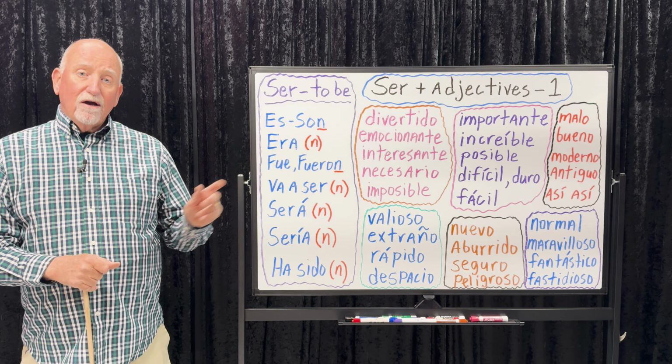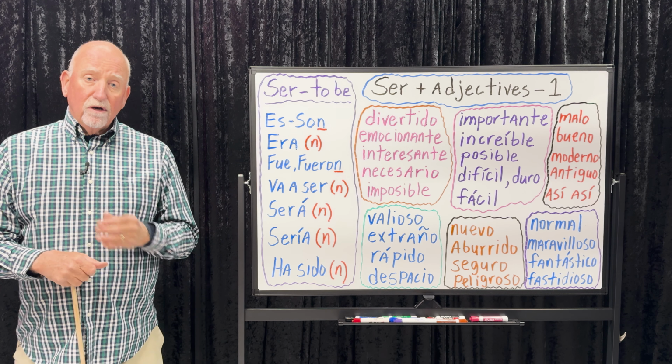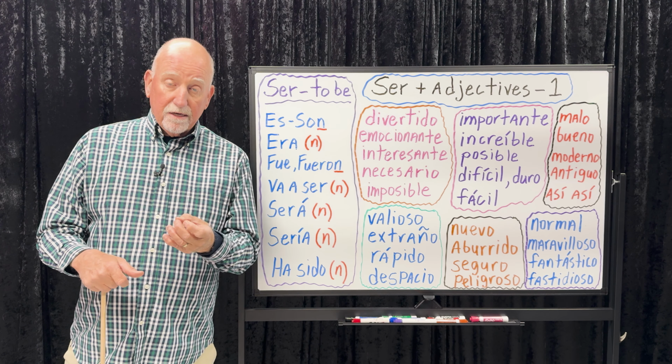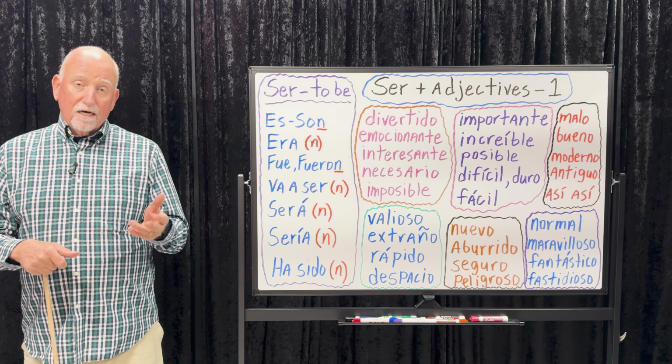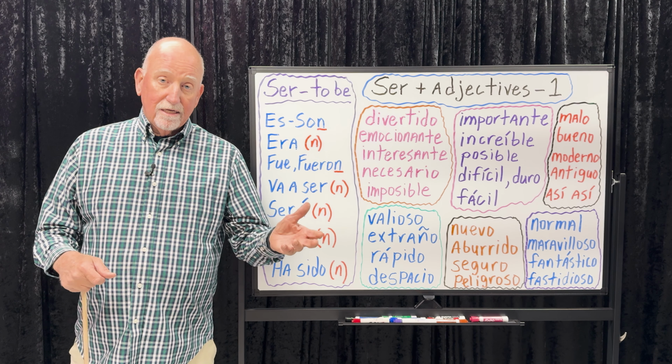Our lesson today is adjectives with the verb ser. We already know that there are two ways to say to be in Spanish. There's ser and there is estar. We've already studied estar. Estoy, estás, está, estamos, están.